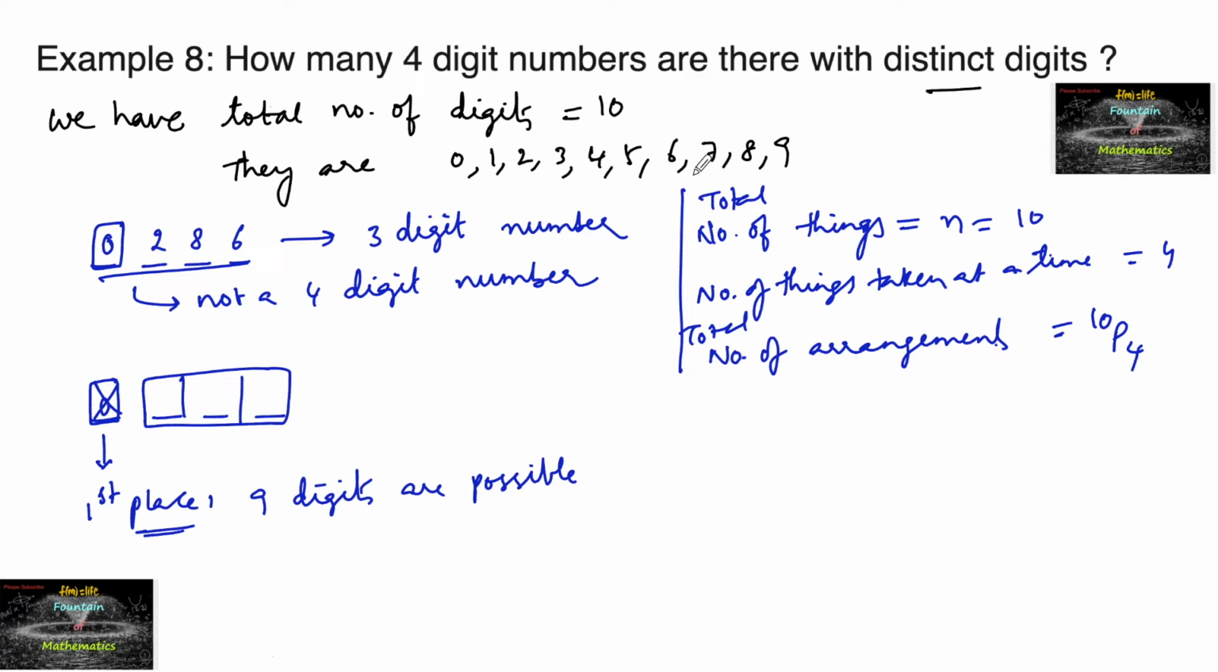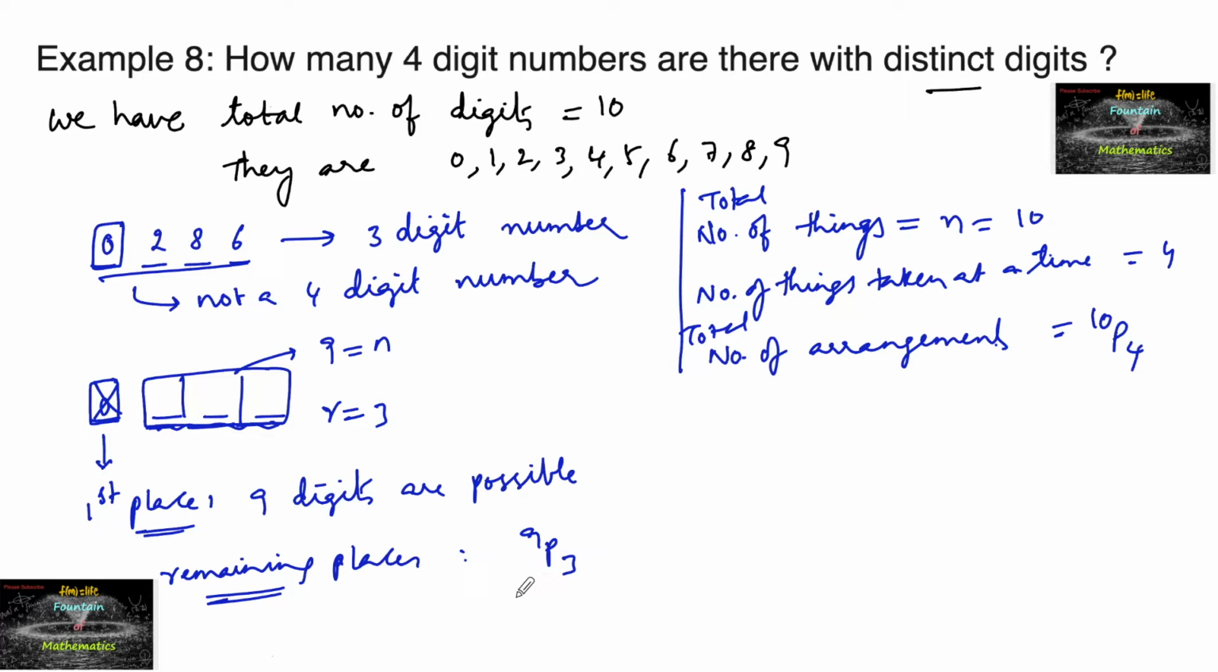If the first place is already fixed with any one of the 9 digits, then out of the total 10 digits, one non-zero digit is already placed in the first place. So the remaining digits are 9. So that is n is equal to 9. And how many places are to be occupied here? 3 places. So the number of things taken at a time is r is equal to 3. So the remaining places can be occupied in 9P3 ways.